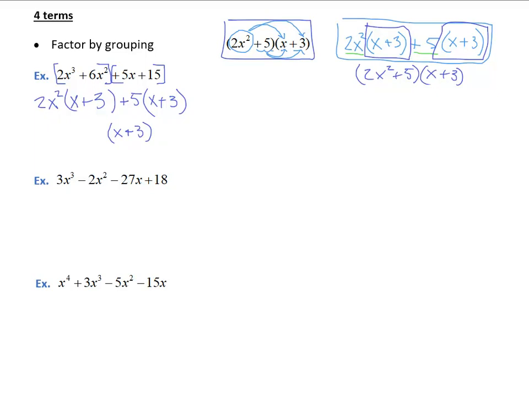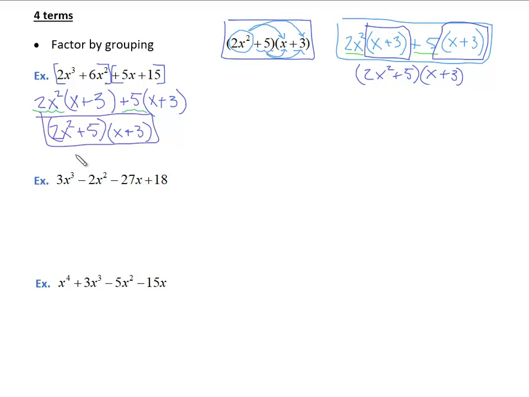And then these guys on the outside, the 2x squared and the plus 5 is my other factor. So 2x squared plus 5 is my other factor. And I can always double check by foiling these together, kind of like we talked about at the beginning, to see if it really does get me back to the original, and it does. Okay, so we were able to factor by grouping here.